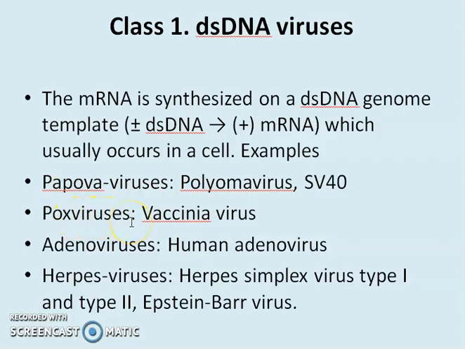Pox viruses are also included under this group, for example vaccinia virus. Another group is adenoviruses, an example being human adenoviruses. Herpes viruses are also included under this category. Examples are herpes simplex virus type 1 and type 2. Another virus is the Epstein-Barr virus, which causes a particular disease in human beings, infectious mononucleosis. So this is the first group, that is double-stranded DNA viruses.